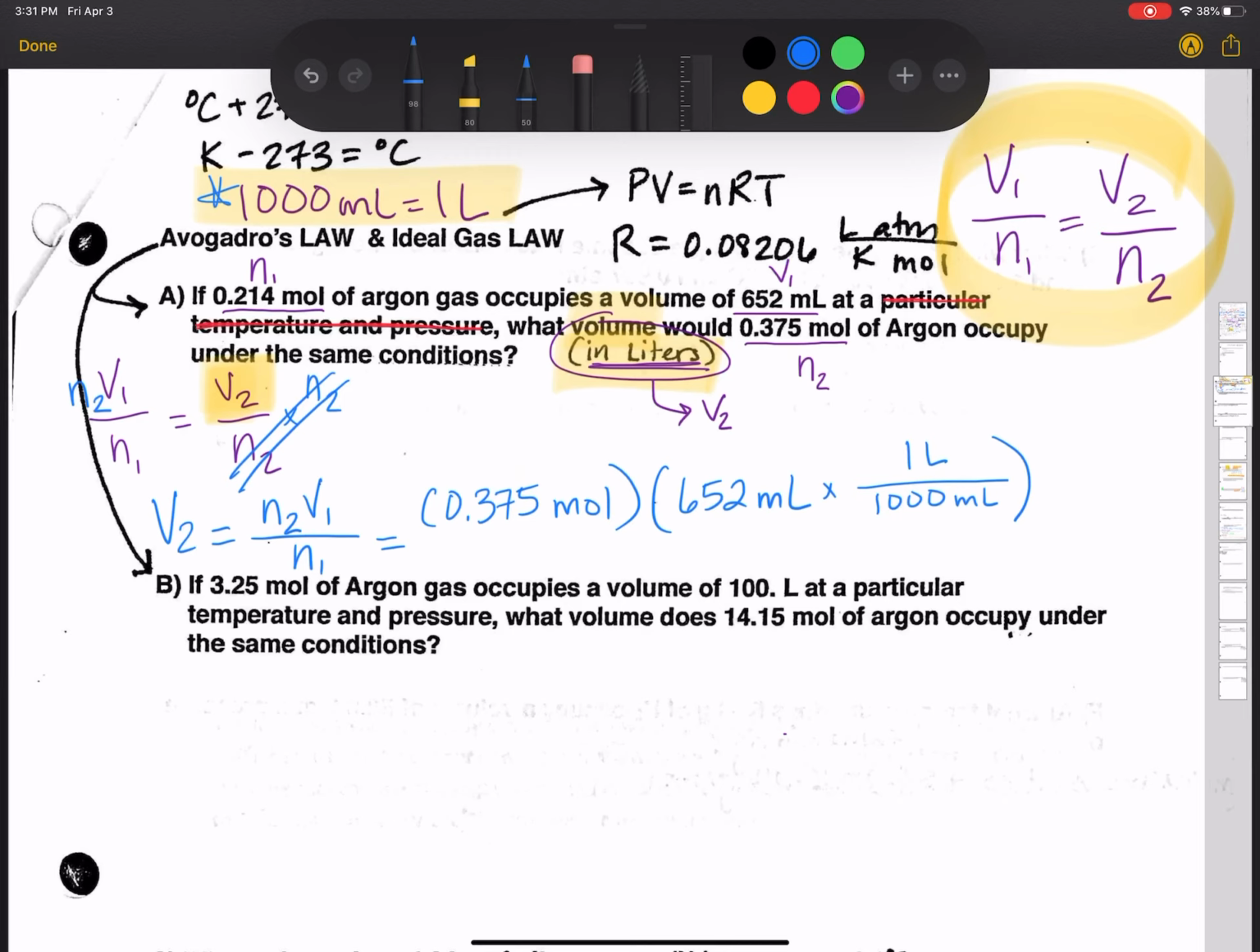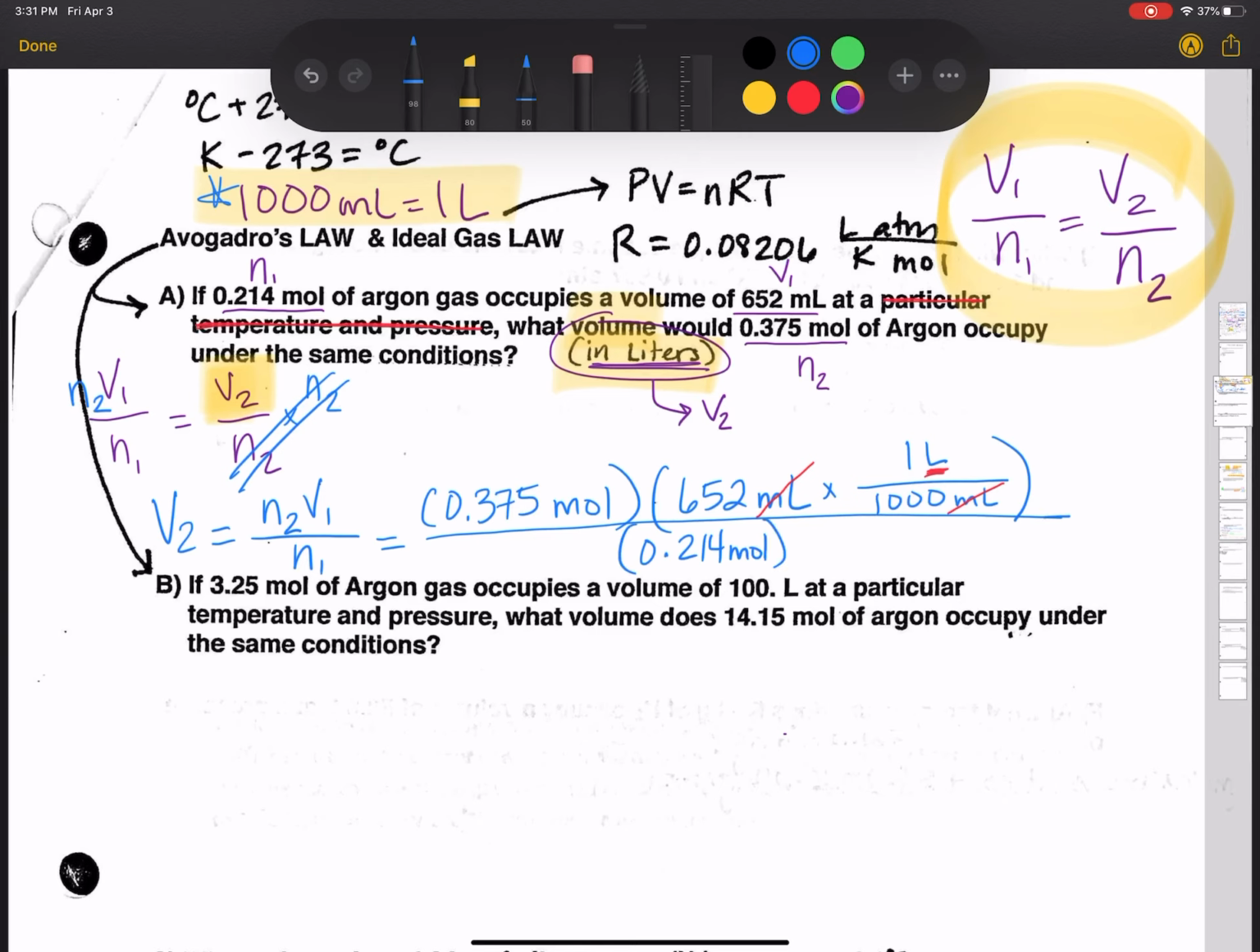I'm now done with my numerator. I want to make sure that you're comfortable understanding how I got out of milliliters and into liters. So if you notice 652 milliliters, I have milliliters right here. I have milliliters over here. I'm going to be left with just liters. Going back to my formula, I had N2 times V1. Now I just need to fill in my denominator, which is N1. And so that's 0.214 moles.